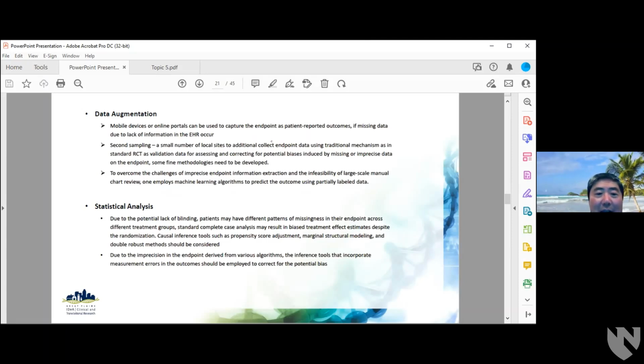Sometimes you do a small-scale study for a second sampling, double sampling. I have a very good example for that. For double sampling, there's a lot of statistical modeling and ideas involved, so some fine methodology needs to be developed. I can give you a simple example that I experienced.